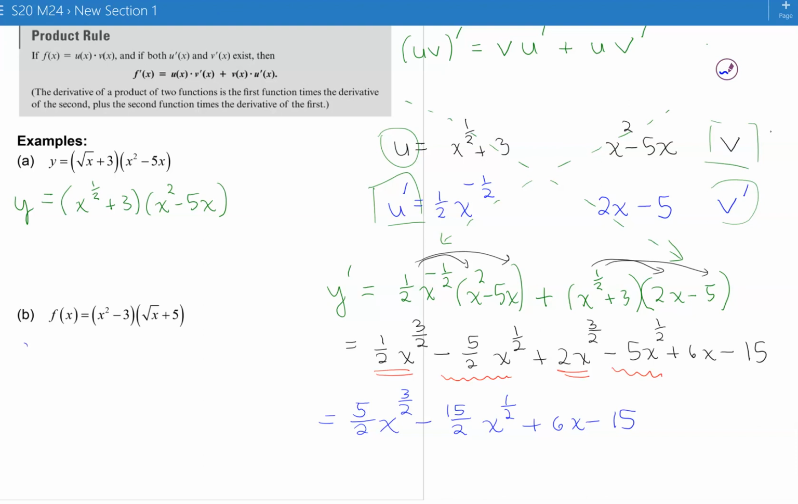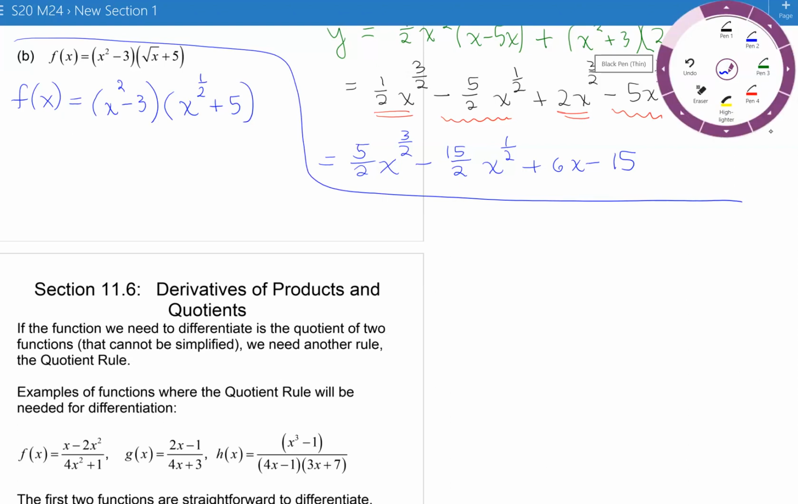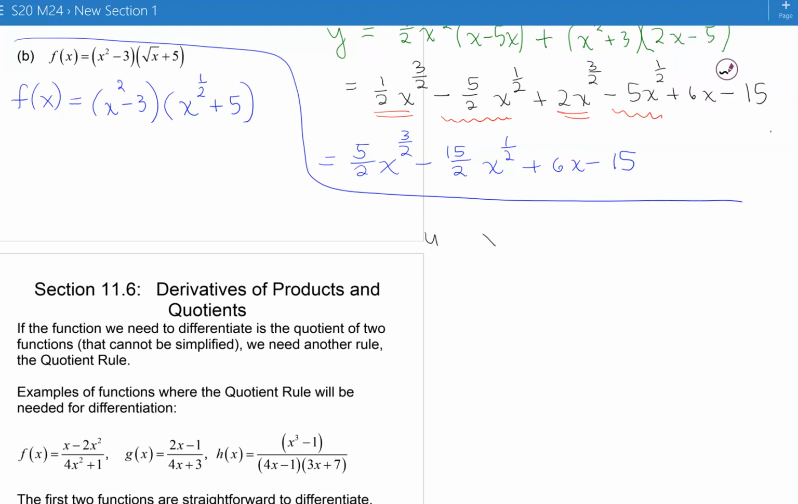Okay, so let's do another practice problem together. I'm going to rewrite my f of x with a fraction exponent. So I have x squared minus 3 times x to the 1/2 plus 5. Okay, so I'm going to use the product rule. And I'm going to have my u function be the first function, x squared minus 3. Then I'm going to have my v function be the second function, x to the 1/2 plus 5.